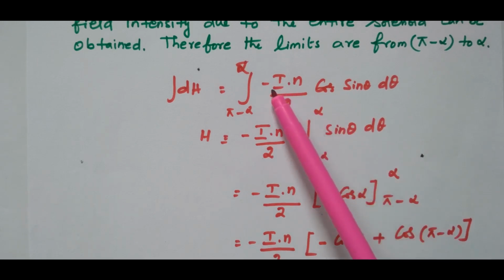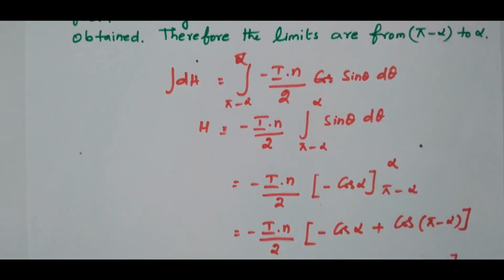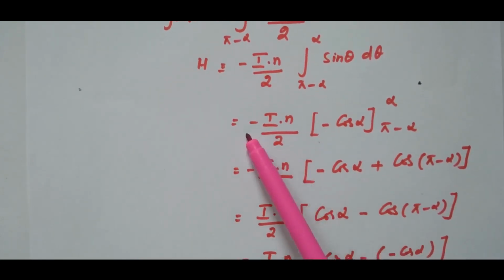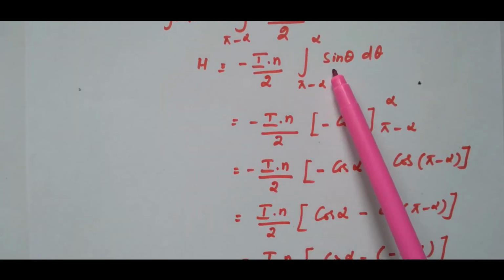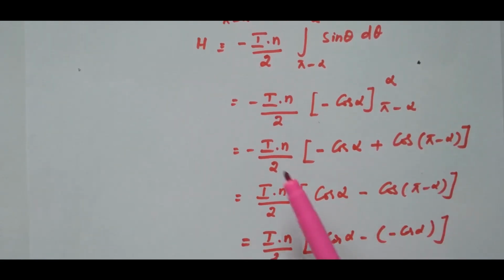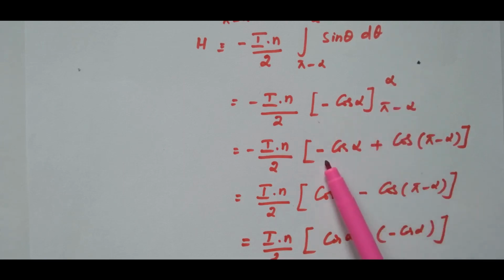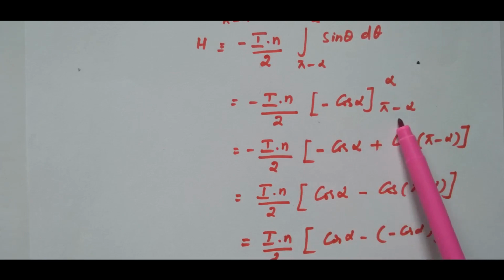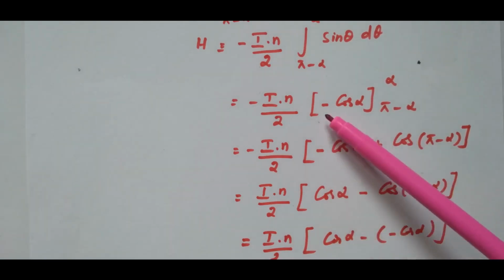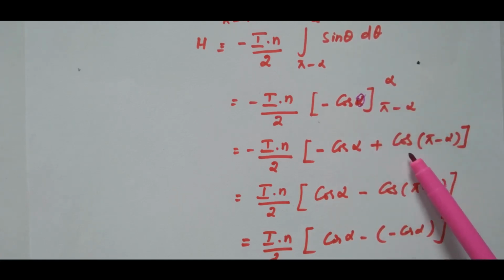So in that, minus I into n divided by 2 is constant. Only we have sin theta d theta with the limit pi minus alpha to alpha. So minus I n divided by 2, integral of sin theta is minus cos theta with the limit pi minus alpha to alpha. Now we'll substitute the limit. Minus I n divided by 2, substituting the upper limit, minus cos alpha. While substituting the lower limit, it becomes minus cos of pi minus alpha.